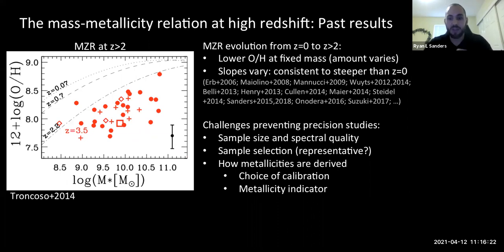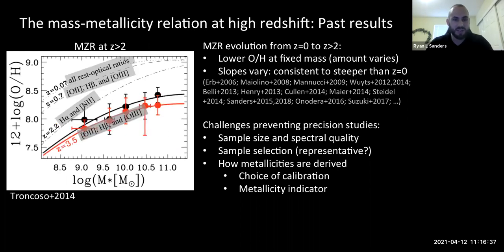And then also in how the metallicities are derived. And this is a big one. The choice of metallicity calibration you use to convert your line ratios to metallicities can greatly affect the resulting metallicities. So you need to be careful of this choice. And also the metallicity indicator, which is which line ratios do you use to determine the metallicities.